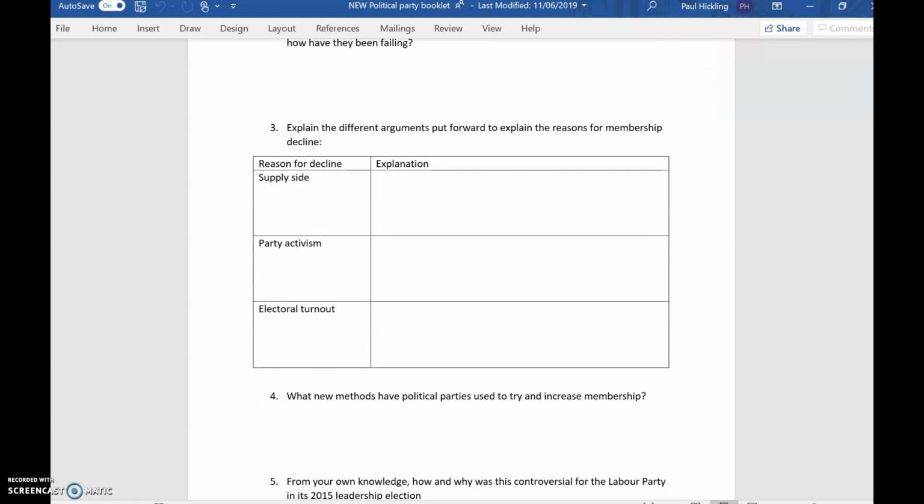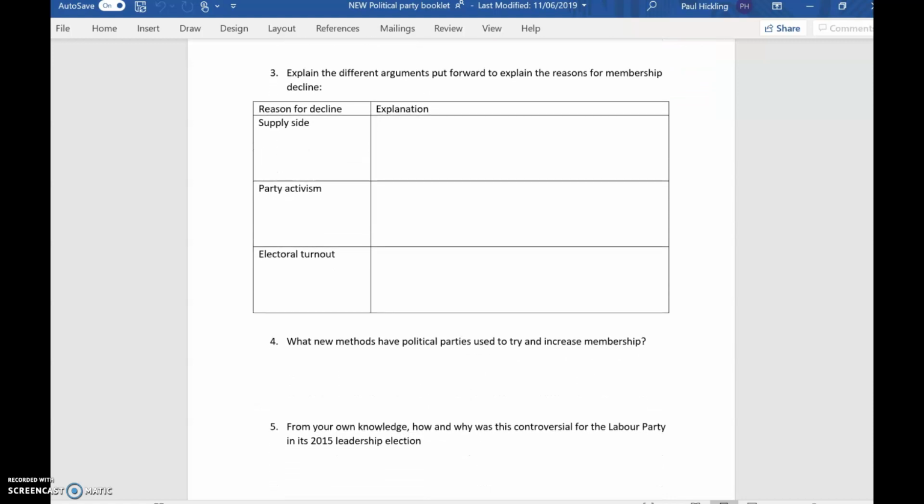There is also a podcast on political parties where the person argues that political parties fail. I will send you all a worksheet based on that particular podcast, talking about success and failures of political parties. So that needs doing as well, please.